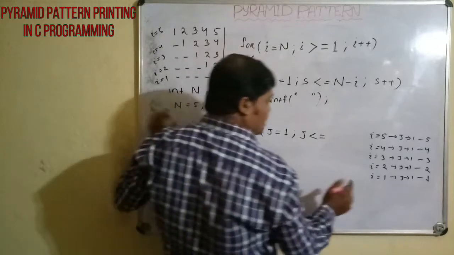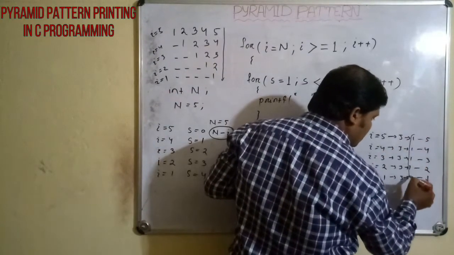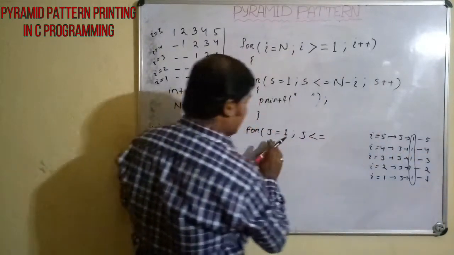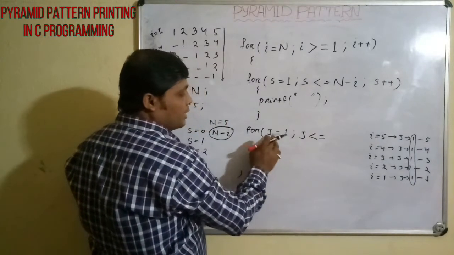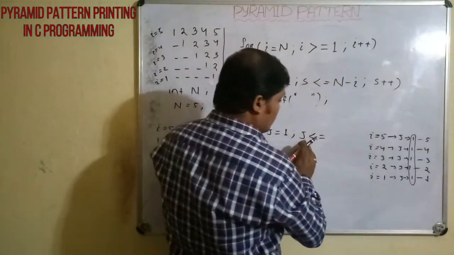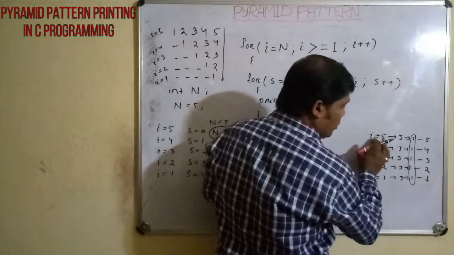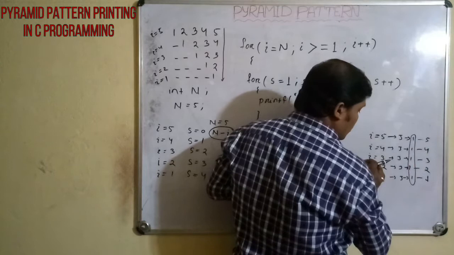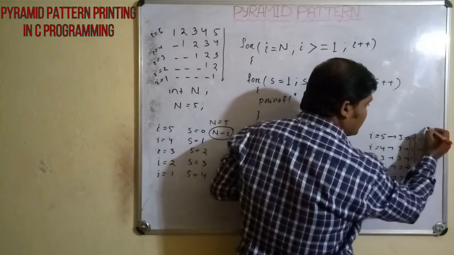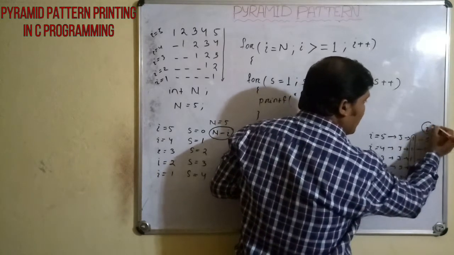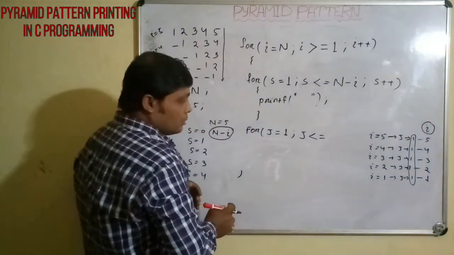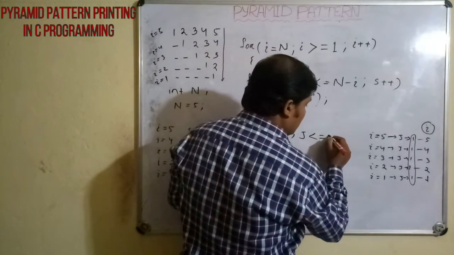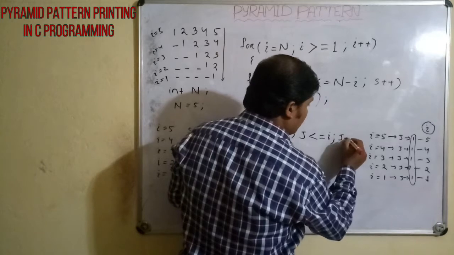Clear? Now you can see j value always starts from a constant value, that is 1. So without thinking I can write j starts from 1. Where does j end? You can see when i value 5, j ends with 5. When i value 4, j ends with 4. When i value 3, j ends with 3. I can say j always ends with i value. Clear? So j equals 1, j less than equal to i, then j plus plus.